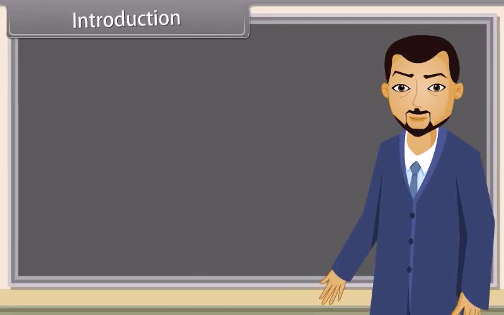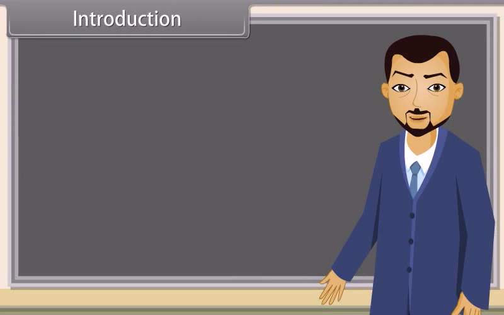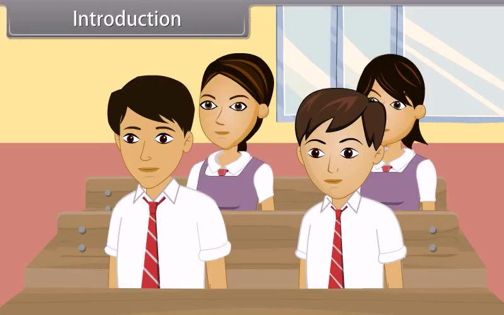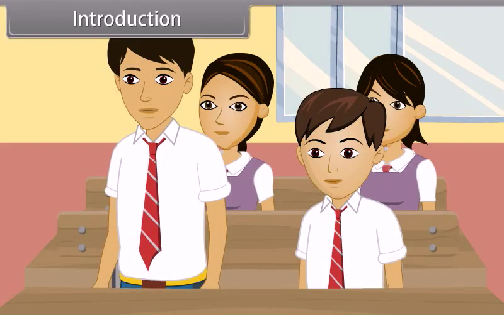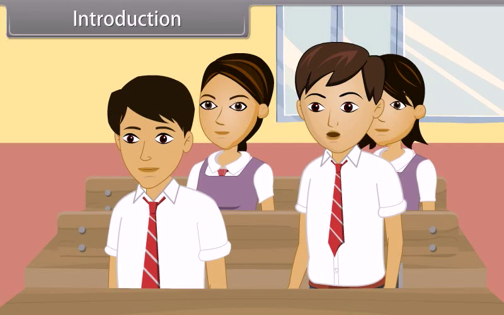Introduction. Hello students. Today we will learn three-dimensional geometry. Do you know what three dimensions are? Teacher, in three dimensions we consider x, y and z axis. Very good. What is angle in between these three axes? Teacher, the angle in between the axes is 90 degrees.